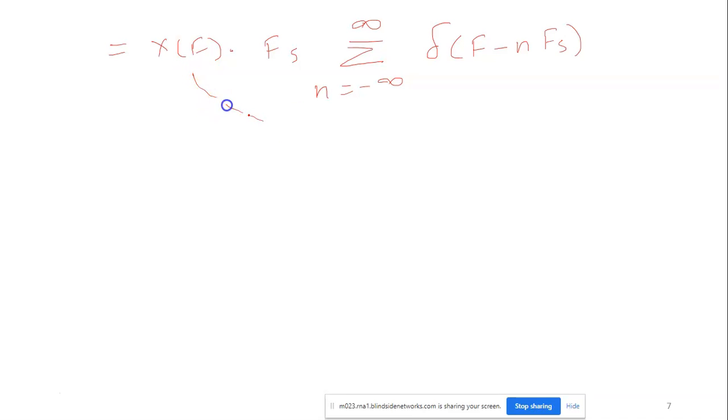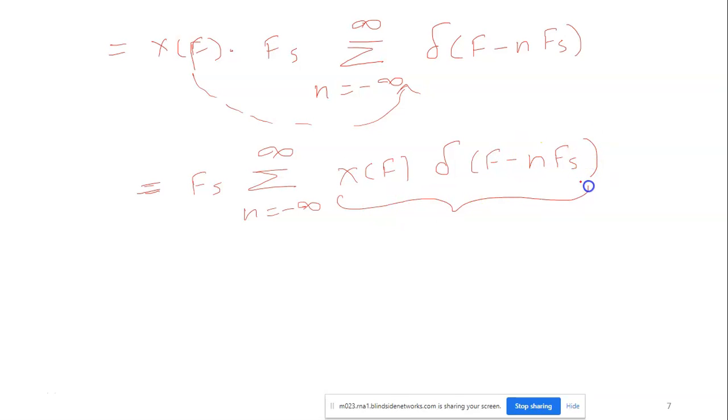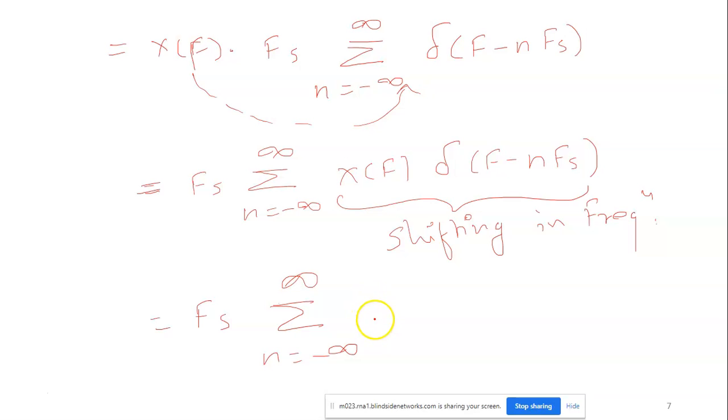So now what I'll do is take this X(f) inside the summation sign. As this is f, X(f) is independent of n, so there will not be any change on X(f). So it will become fs into summation n goes from minus infinity to infinity X(f) delta(f minus n fs). Okay, I can apply another property to this, that is the shifting in frequency, or frequency shifting property. And what I'll get is fs into summation n goes from minus infinity to infinity X(f minus n fs). Okay, and this is my X(k).